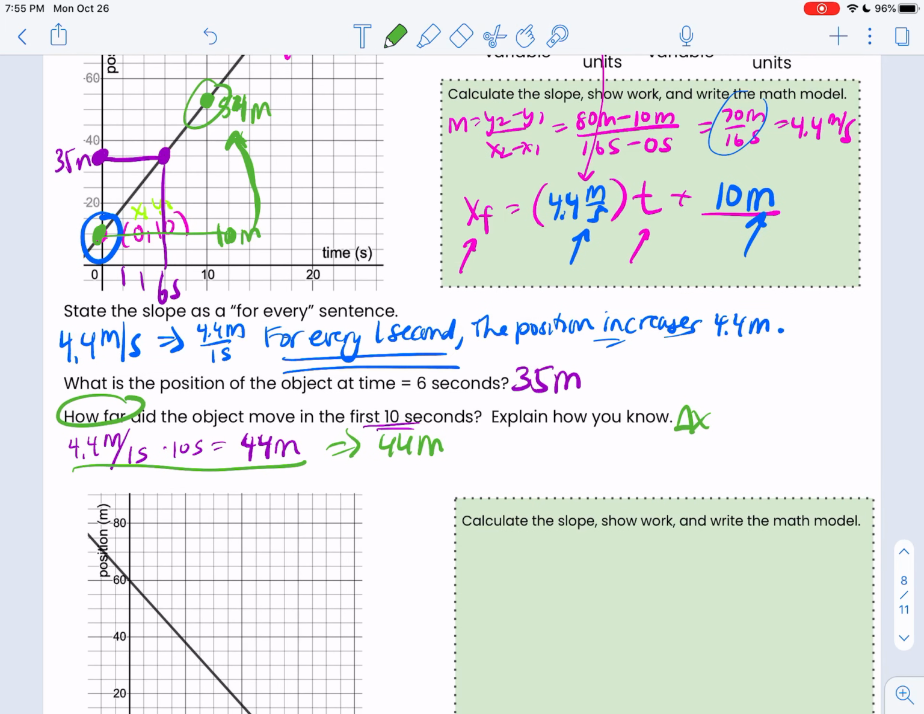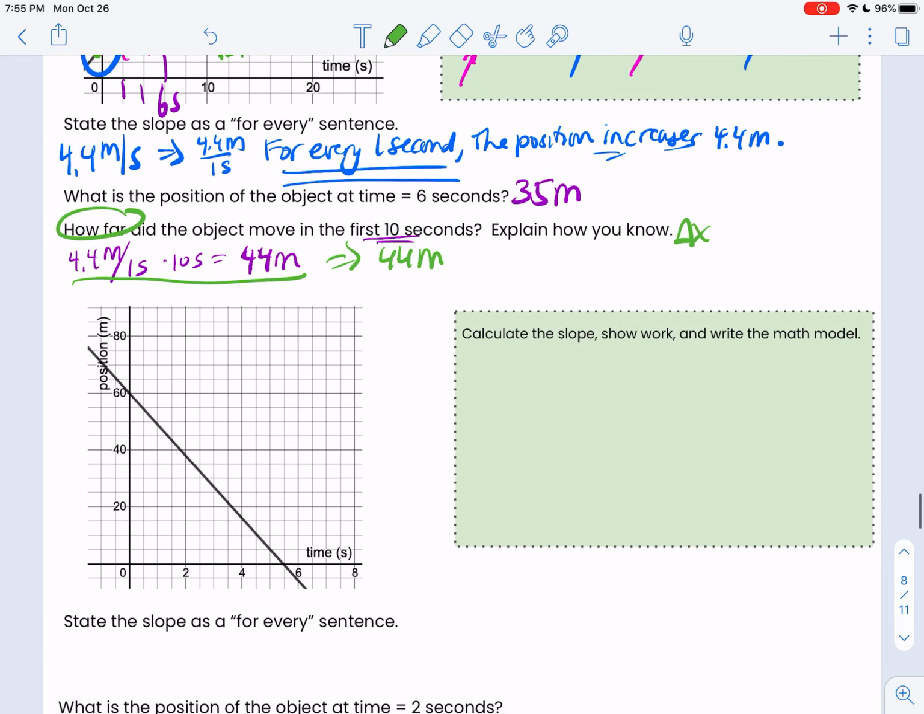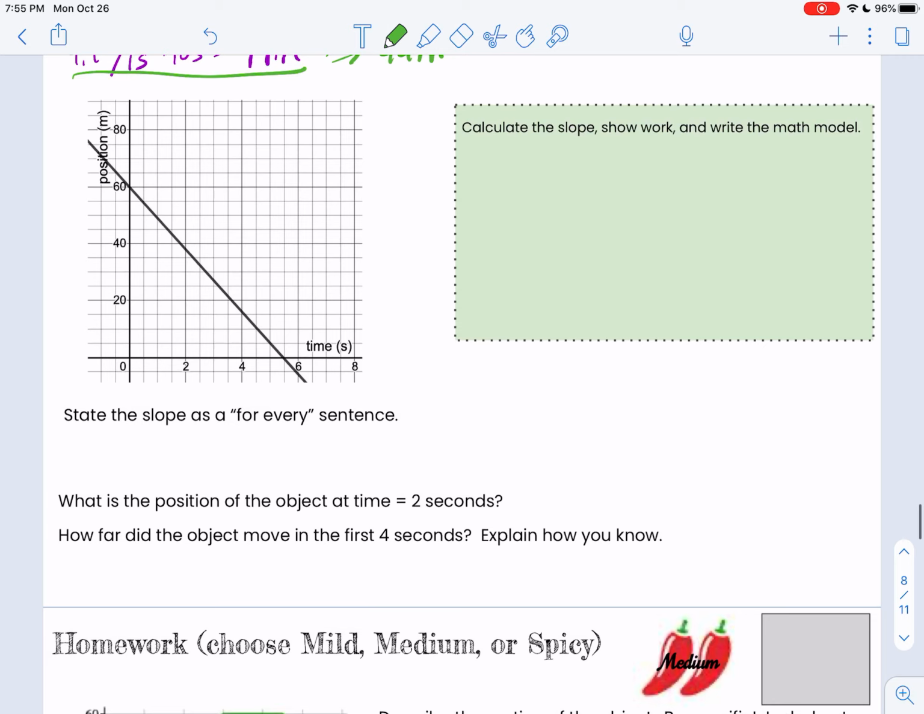How far did it go? I want the difference from where it started and ended. Okay, all right, so let's try another one. Same thing. We're going to look for some points.